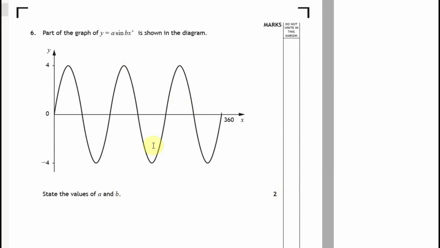Right. Part of a graph is shown. Calculate A and B. So it's 2 marks, A and B. When you see this, you should think there's not a lot of work in it. Now, let's think to ourselves, what does sine usually look like? If you're not great at maths, you should still know that's your sine curve.